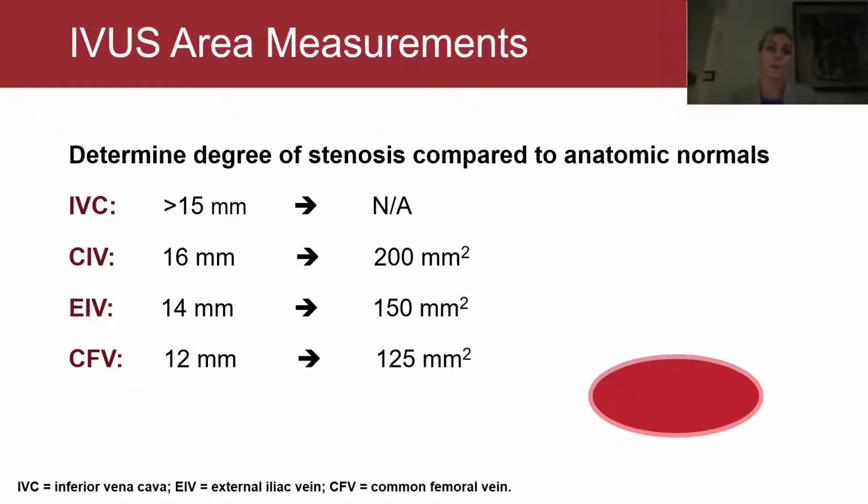So how do we use it? We look at IVUS as far as area measurements of the vessels. This is the best way to assess an asymmetric vessel. The areas that we use are 125 for the common femoral, 150 for the EIV, and 200 as normals, and we compare our areas to the anatomic normals. These correspond roughly to a diameter of 12, 14, and 16 in those corresponding vessels.